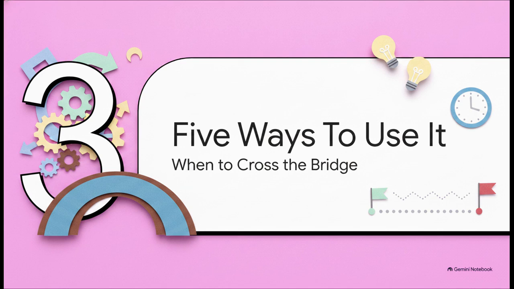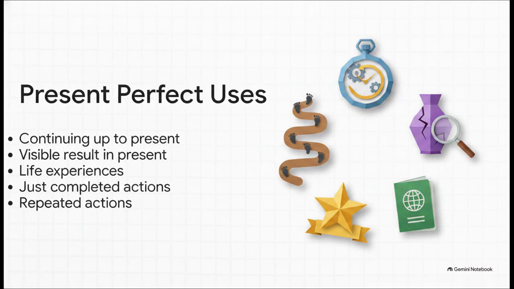All right, section 3, 5 ways to use it, or exactly when to cross the bridge. There are 5 specific use cases for this tense, and together they tell a really wonderful mini narrative of our lives. Number 1, actions continuing up to the present. So, things you started doing in the past and are still doing. Number 2, a past action that leaves a visible, tangible result right now. Number 3, our total life experiences up to this very second. Number 4, actions you have just completed mere moments ago. And number 5, actions you've repeated multiple times up to the present day.